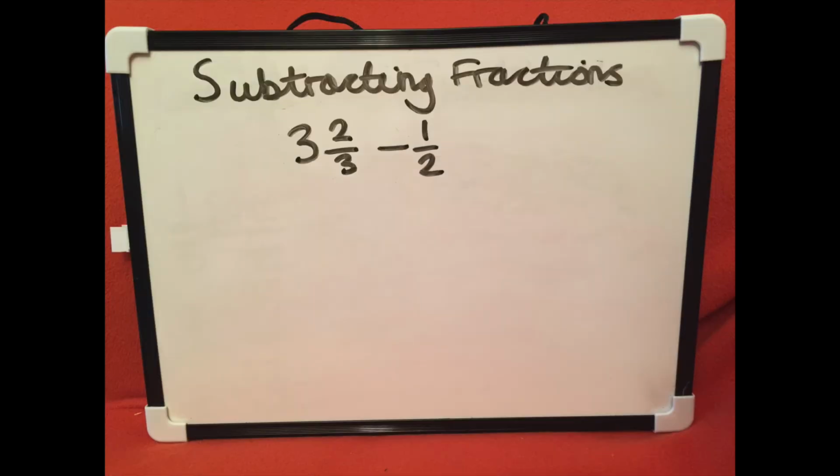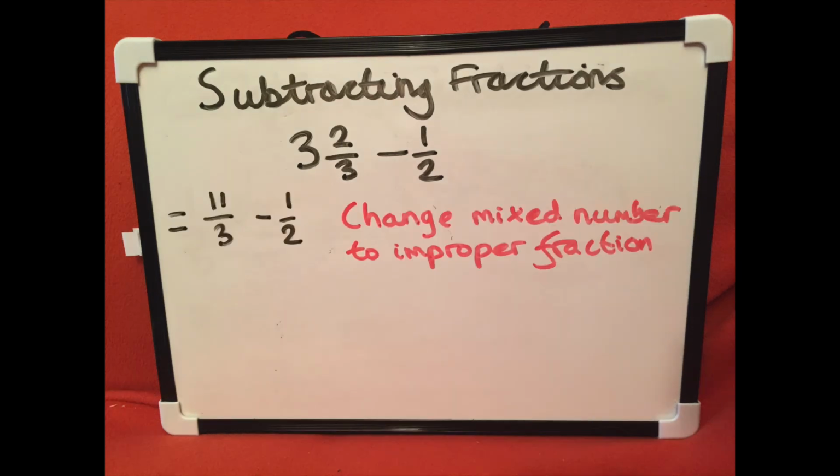It's a similar technique for subtracting fractions, such as 3 2/3 subtracting a half. So we could change our mixed number to an improper fraction. In this case, we'll end up with 11/3, but we still can't take away a half. We have another step to do.